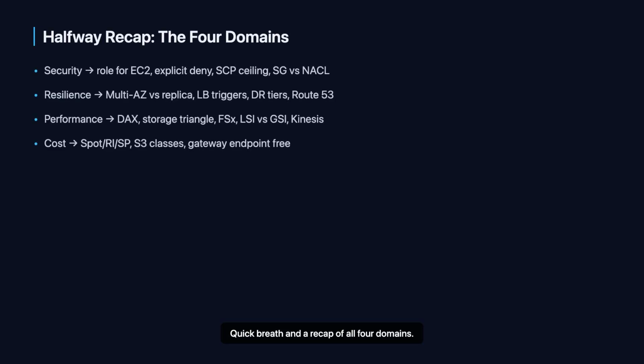Quick breath and a recap of all 4 domains. Security gave you the role for EC2, explicit deny winning, the SCP sealing, and security groups versus network ACLs. Resilience gave you multi-AZ versus read replica, the load balancer triggers, the disaster recovery tiers, and Route 53. Performance gave you DAX, the storage triangle, FSx, indexes, and Kinesis. And cost gave you the pricing models, the S3 classes, and the free gateway endpoint.